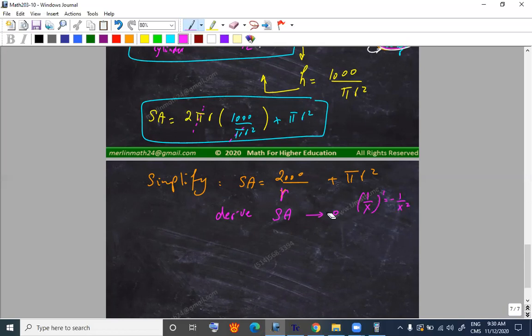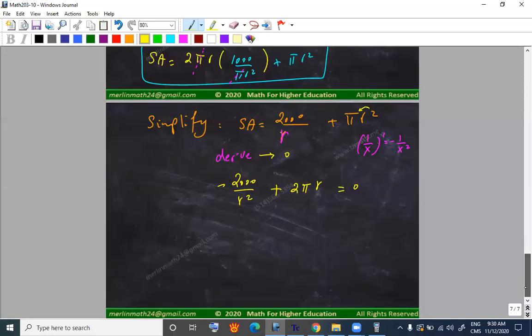So let me put those in different colors. Derive and put it to 0. Deriving this, we get 2000 over r squared, minus. If you have any question, you ask. And then deriving this, 2 goes to the front. I keep the pi. That's it. Any question for the derivative? No. Okay, r is like an x.